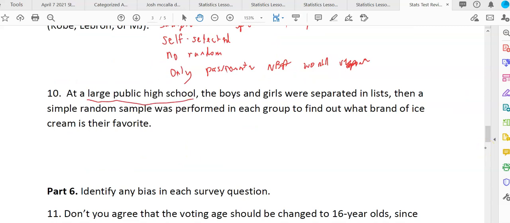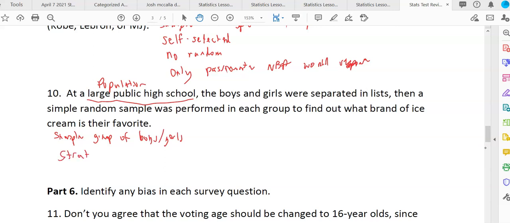Population is all the students at a large public high school. Sample, a group of boys and girls. They were separated first, then sampled. The method is definitely stratified.